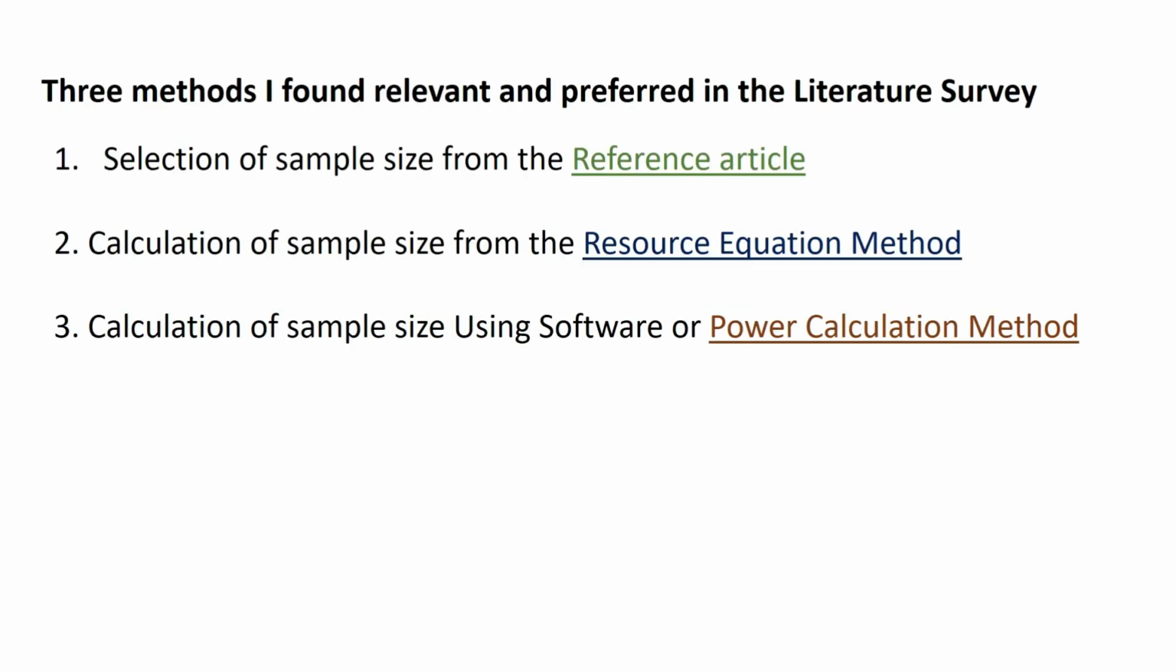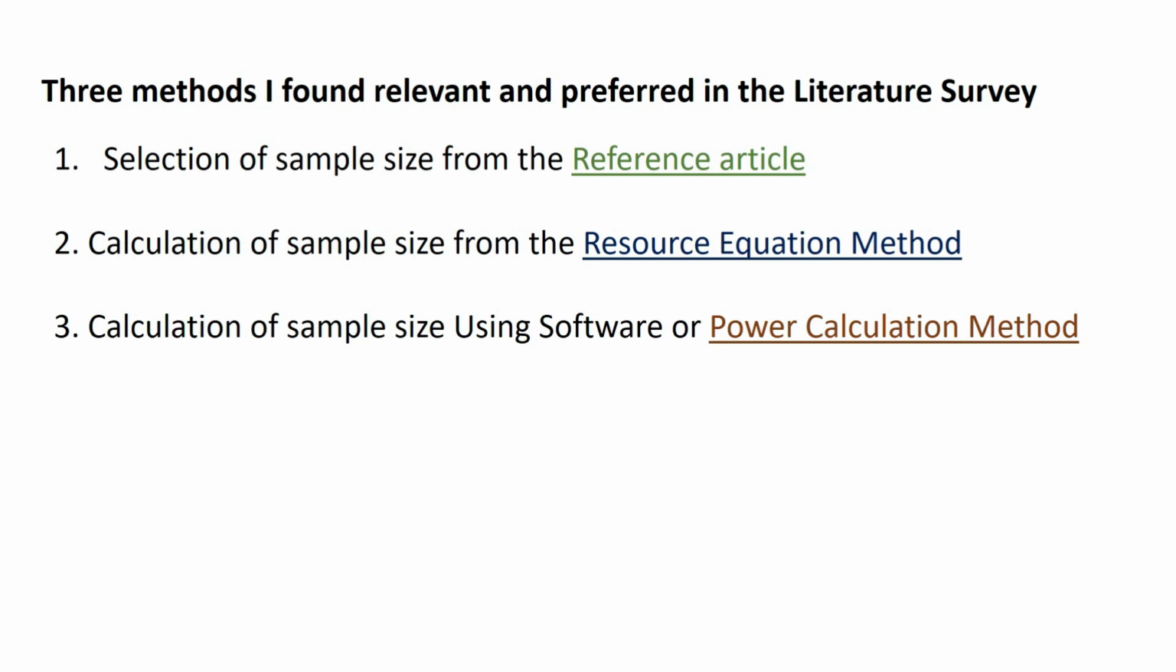Today we are going to see how to calculate the sample size in animal study. Actually, I have searched this point many times in Google, and I have seen many articles. In that, I found there are three methods. Three methods I found relevant and preferred in the literature survey. And the first is the selection of sample size from the reference article.